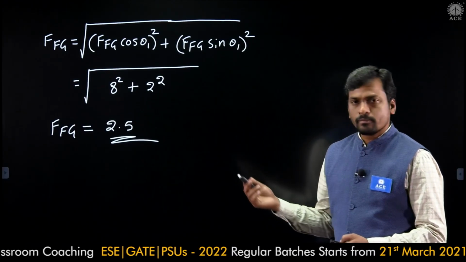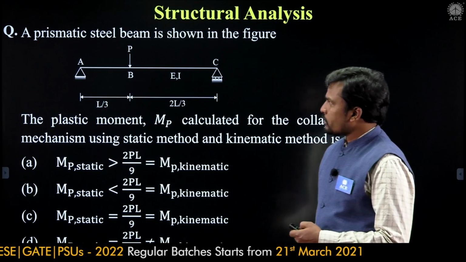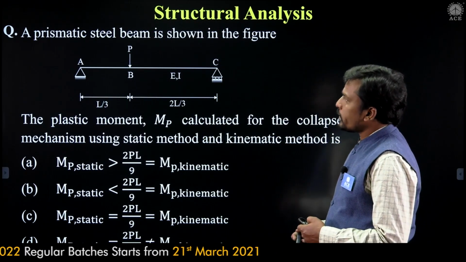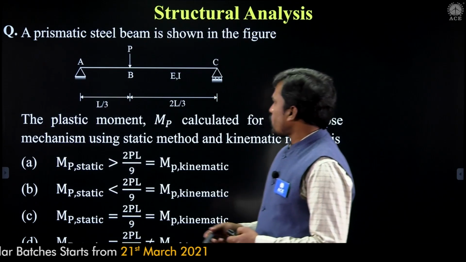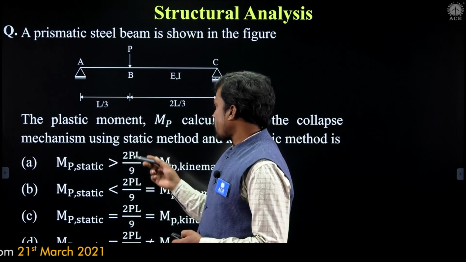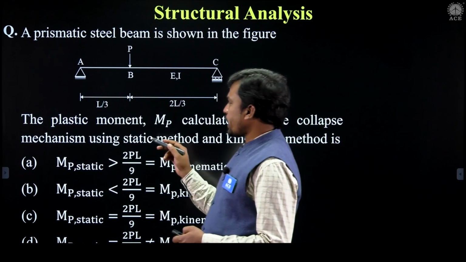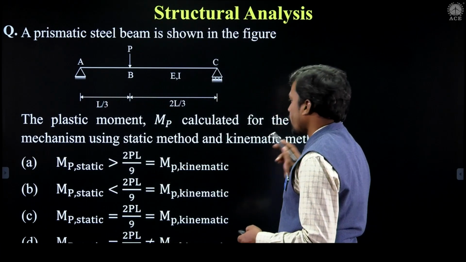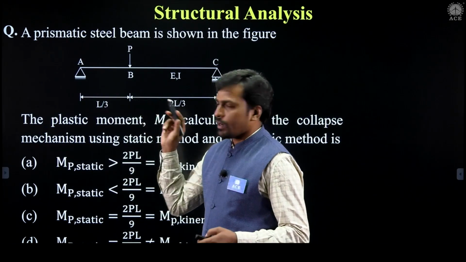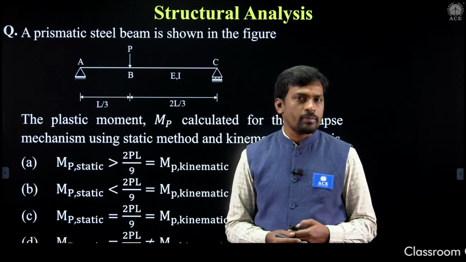Right. Then one more, next question. Now this is the question. A prismatic steel beam is shown in the figure. Given a simply supported beam, but the loading is eccentric, please. The plastic moment MP is to be calculated for the collapse mechanism using the static method and kinematic method. He is asking to find the plastic moment value using the kinematic method and static method, please.